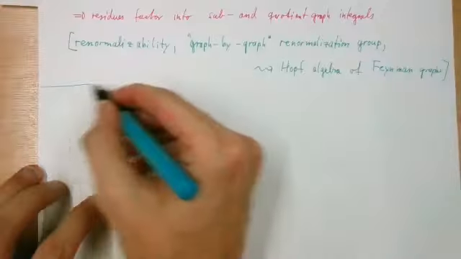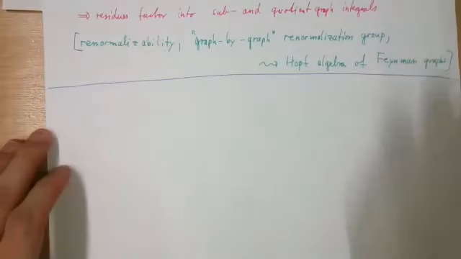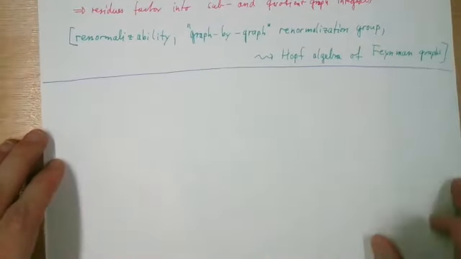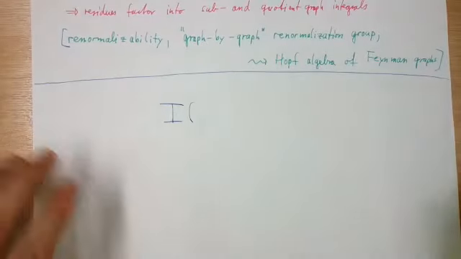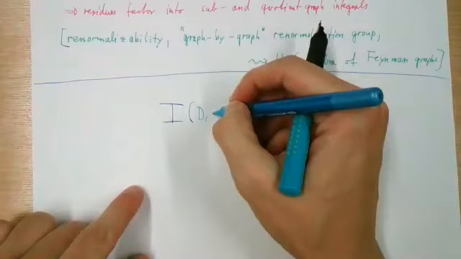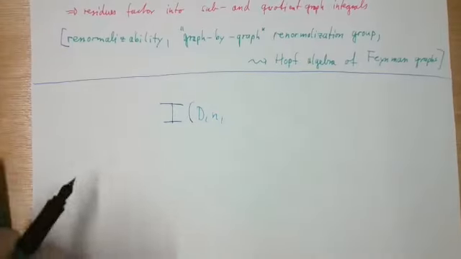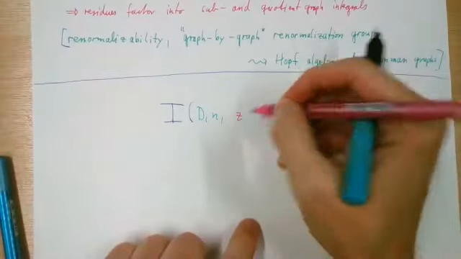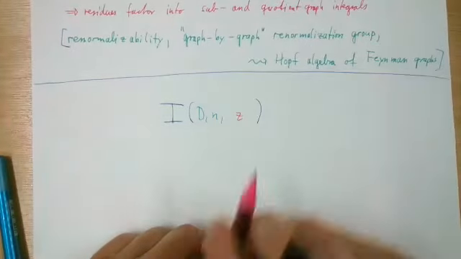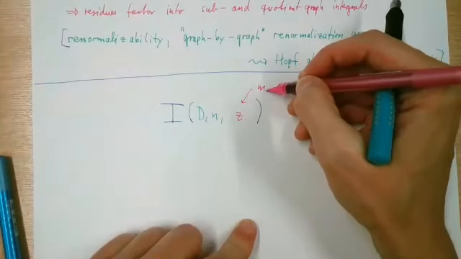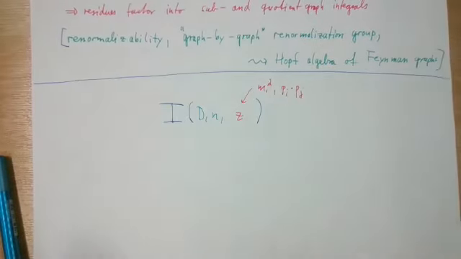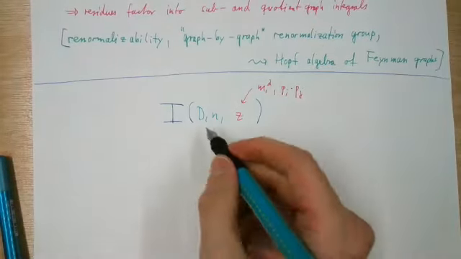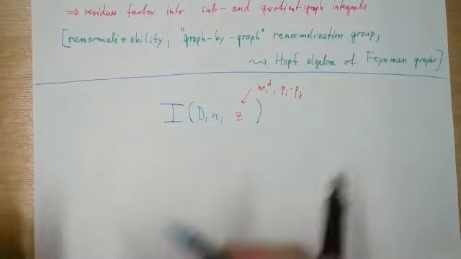So let's have a cut here, and let's review what we actually did. We looked at a Feynman integral that depends on the dimension, the indices, and the kinematics, so masses and momenta. And so far we only looked at the dependence on these things.